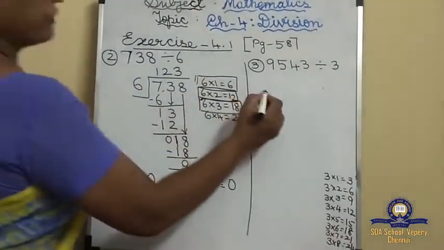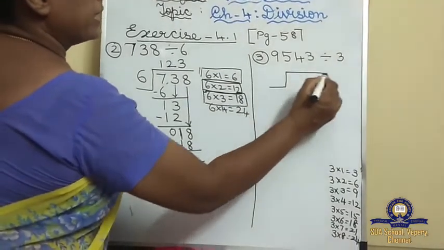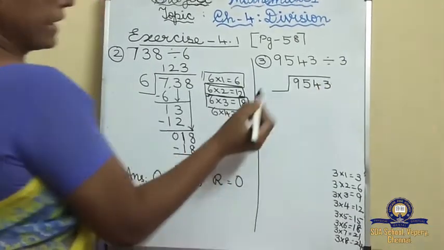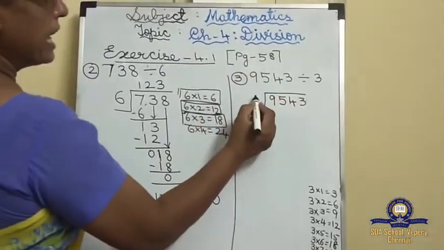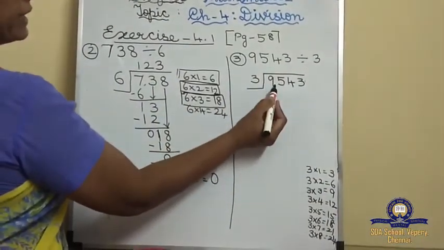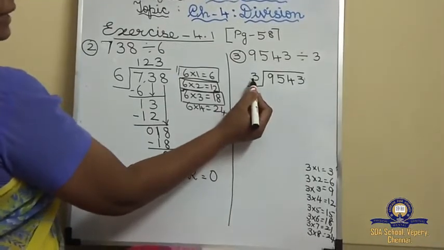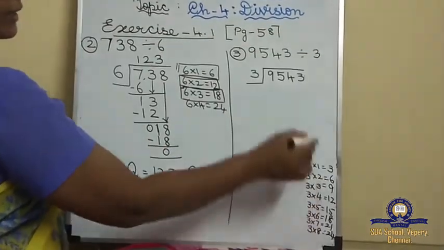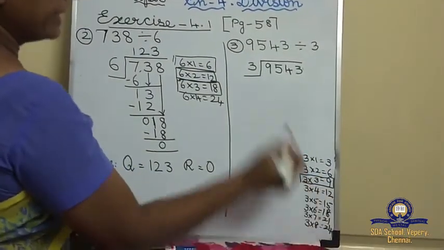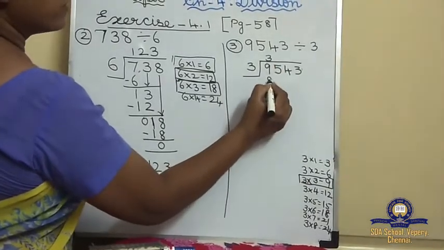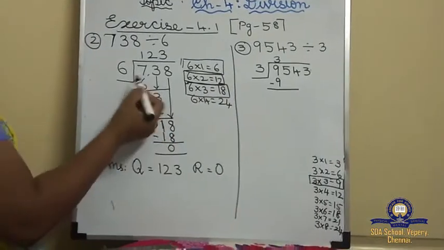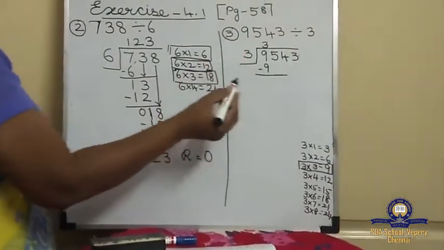Okay, children? First, what you have to write here? You have to write the dividend inside: 9,543, and the divisor is 3. So first we have to take the first digit, 9. 9 is bigger than 3, isn't it? So 9 goes in the 3 table? Yes, 3 3s are 9. So 9 minus 9, children. Don't forget to put the subtraction sign. If you do not put the subtraction sign, it will be wrong.